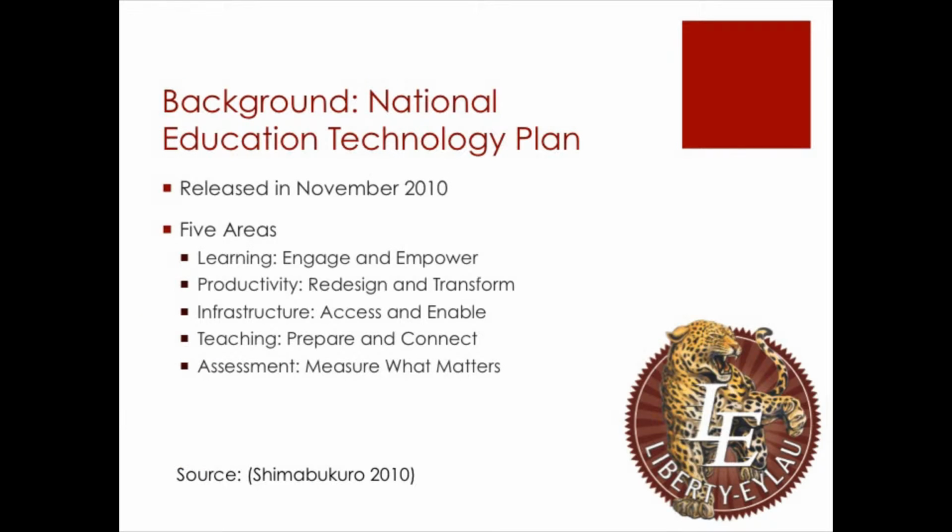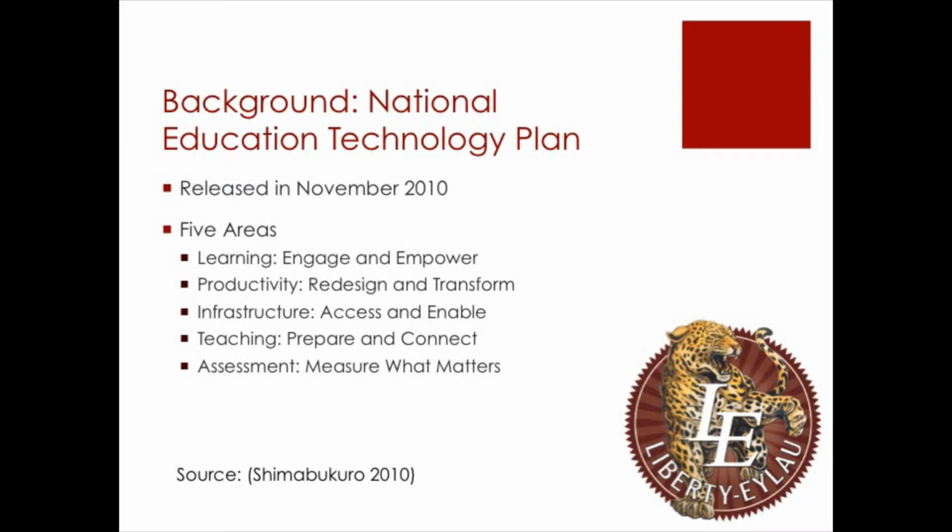technology plan. In 2010, the National Education Agency released the National Education Technology Plan, and it wants schools to focus on 5 key areas as it pertains to technology. The first is learning. How can we engage and empower our students with technology in the classroom? The second is productivity. How can we redesign and transform our current lessons using technology in order to engage and empower, like we talked about?